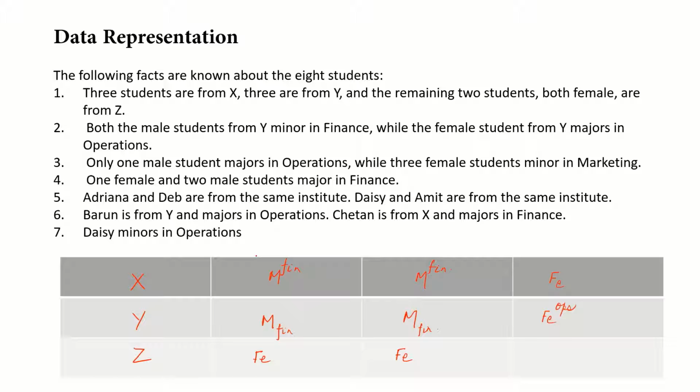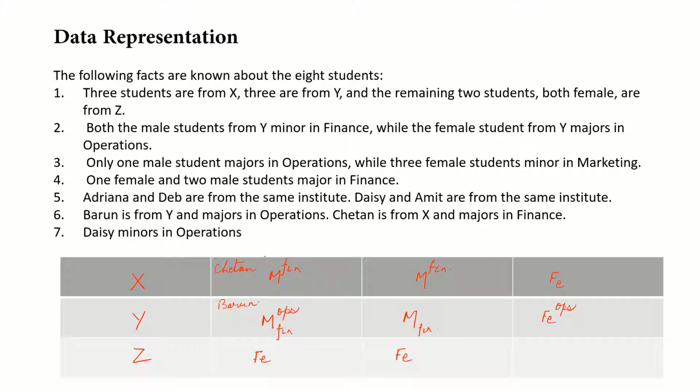Adriana and Deb are from the same institute. Daisy and Amit are also from the same institute. So among these could be Adriana or Deb, and Daisy and Amit as well. Same goes here. Barun is from Y and majors in operations. So let's take Barun. Chetan is from X and majors in finance. So let's take this as Chetan. This would be Chetan, and this is Barun for us.